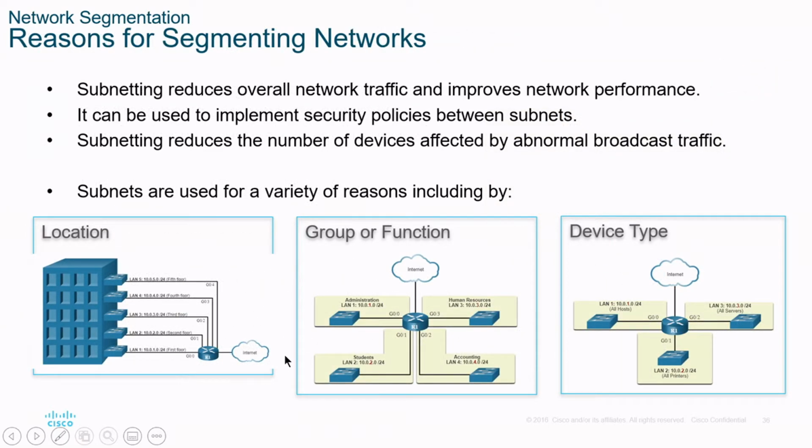So what are the ways we can group things? There's all kinds of ways to group and segment. Here they give you a multi-floor building. You can see by floor, every floor is a different network address. Over here, grouped by function, you've got administration, human resources, students, accounting. So each group or function is a network. And then sometimes we do it by device type. So you've got printers, servers, workstations. So the device type, function of our devices.